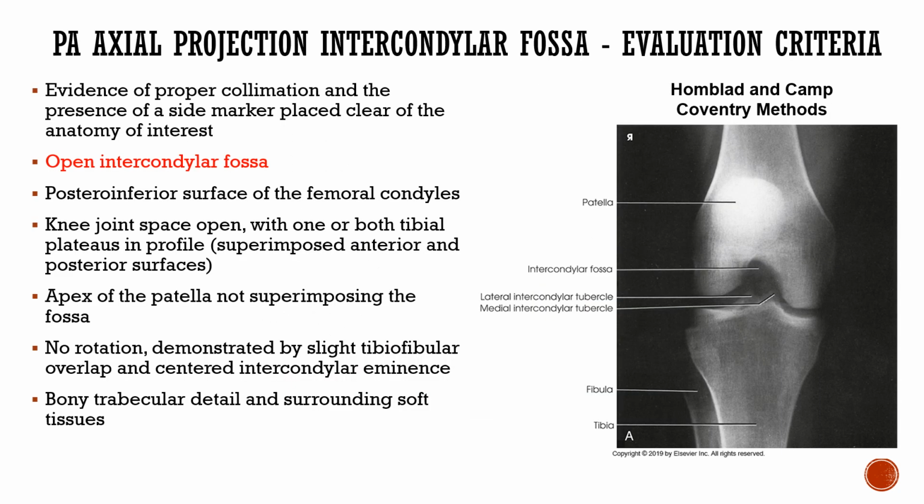So both the Holmblad and the Camp Coventry methods have the same demonstration or evaluation criteria. The goal is to see the open intercondyloid fossa. We want to see the posterior inferior surface of the femoral condyles. The knee joint space should be open, and we want to see the tubercles, the eminence, shown. The apex of the patella should not be superimposing the fossa, so it should be well up here, well out of the way.